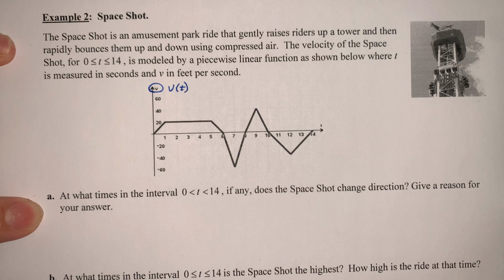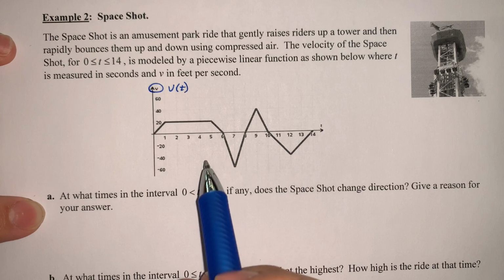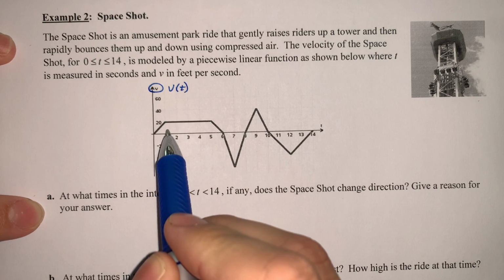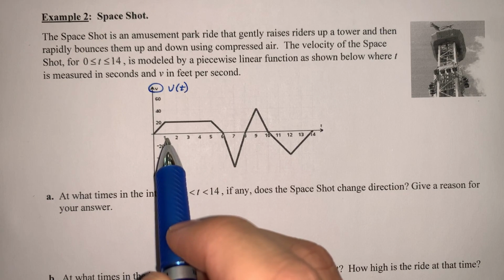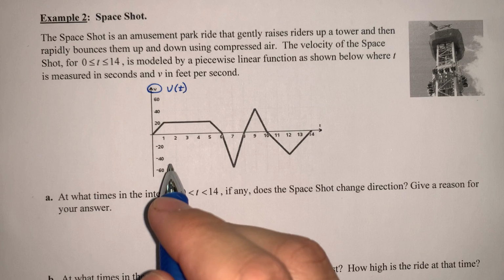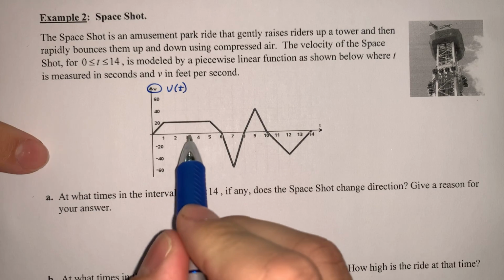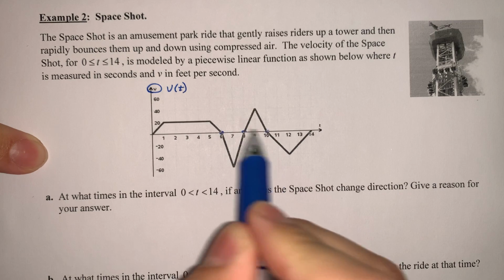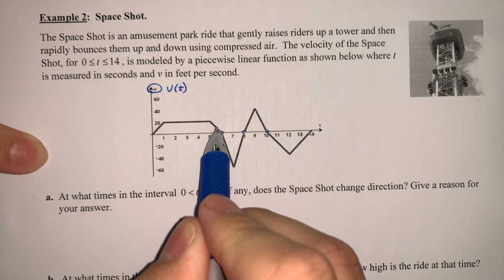So if you look at part A, it says, at what times in the interval between 0 and 14, if any, does the space shot change direction? Give a reason for your answer. So hopefully you remember way back from Unit 4, this is a Unit 4 question. You know that the direction is going to change when the velocity changes signs, right? So you'll notice here it changes signs right there, and right there.